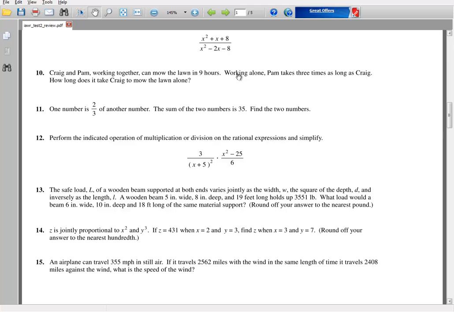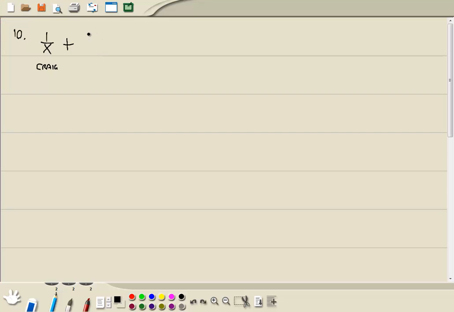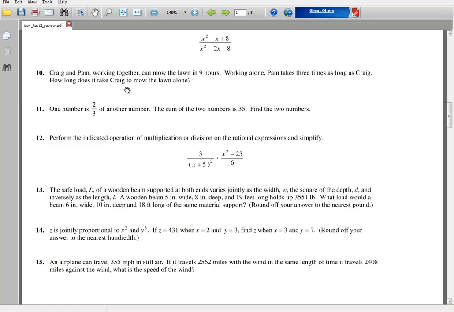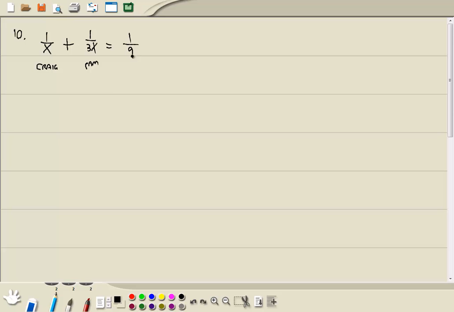And it says, working alone, Pam takes 3 times as long as Craig. So Pam would be 1 over 3x. And together, they tell us they can mow the lawn in 9 hours. So that'd be 1 over 9. Now this is a rational equation. So first step is we want to get rid of parentheses, don't have any. Second step is get rid of fractions. Multiply everything by the LCM of all your denominators.